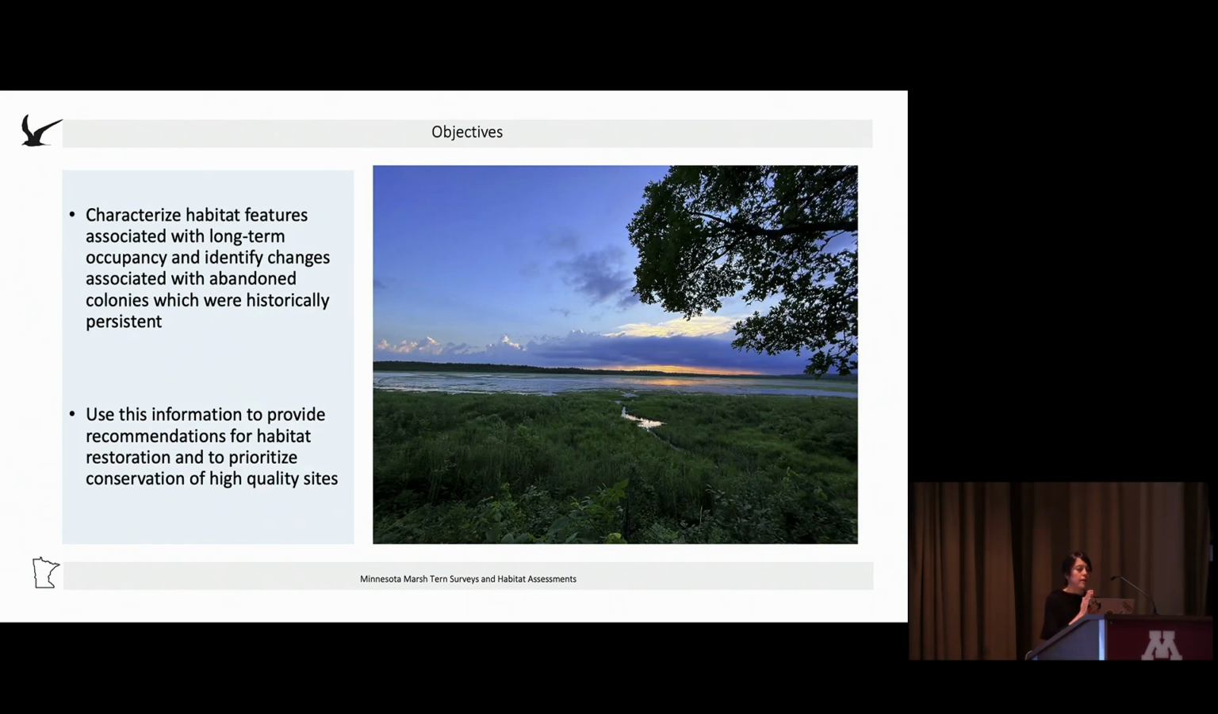So we wanted to look at habitat features that were associated with long-term occupancy of nesting sites throughout the state, and then also compare that to sites where one or both of these species had historically nested, either consistently or in large numbers, and that are not currently found. And to use that information to try to see if there is something underlying that with the habitat that could be valuable for informing restoration or conserving really high quality sites.